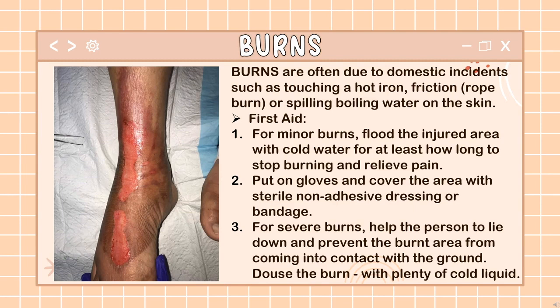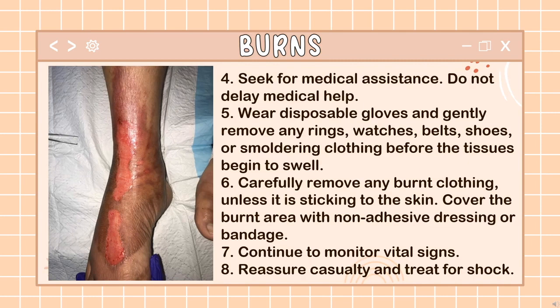For severe burns, help the person to lie down and prevent the burnt area from coming into contact with the ground. Douse the burn with plenty of cold liquid. Next step: seek medical assistance. Do not delay medical help. Wear disposable gloves and gently remove any rings, watches, belts, shoes, or smoldering clothing before the tissues begin to swell. Carefully remove any burnt clothing unless it is sticking to the skin. Cover the burnt area with non-adhesive dressing or bandage. Continue to monitor vital signs. Reassure the casualty and treat for shock.